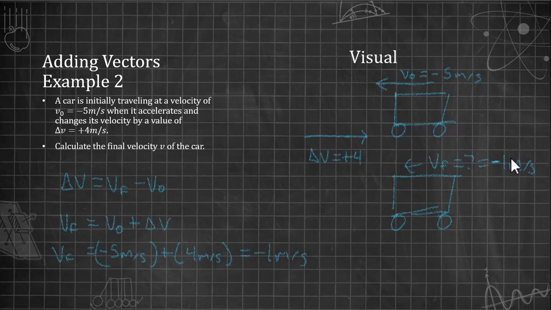So important things to remember: scalars have only magnitude, vectors have magnitude and direction, and it's important to know that when we're solving or adding or subtracting vectors, we are taking into consideration their appropriate signs.